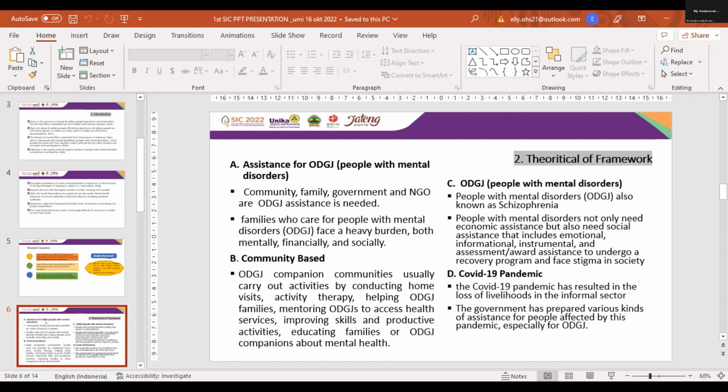C, ODGJ. ODGJ is people with mental disorders, also known as schizophrenia. People with mental disorders not only need economic assistance, but also need social assistance that includes emotional, informational, instrumental, and assessment assistance to undergo a recovery program and face stigma in society. The COVID-19 pandemic has resulted in the loss of livelihoods in the informal sector. The government has prepared various kinds of assistance for people affected by this pandemic, especially for ODGJs.